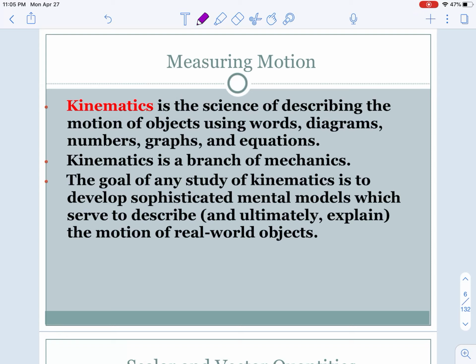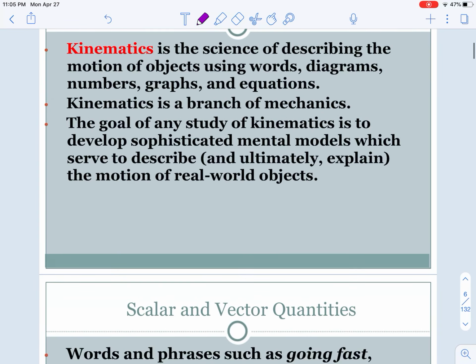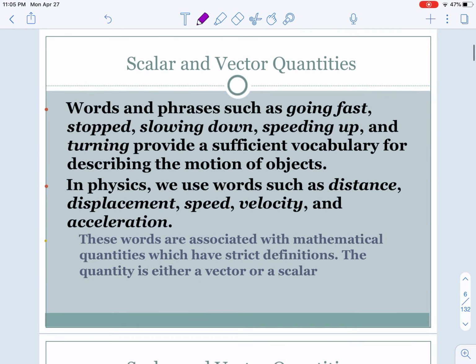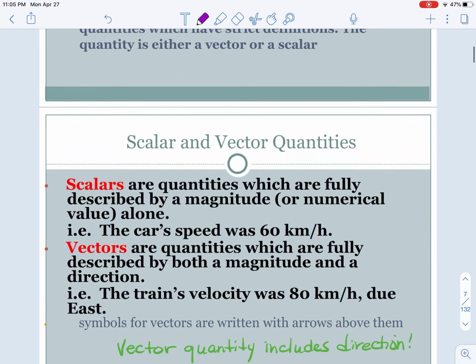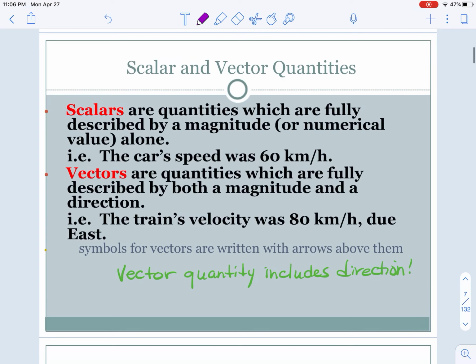You can look at certain slides I'm passing by fairly quickly. You can take your time as you look at them yourself, but I'm focusing on the main points for this video lesson. The word kinematics is studying motion.